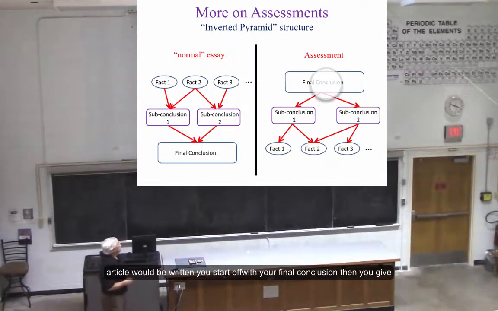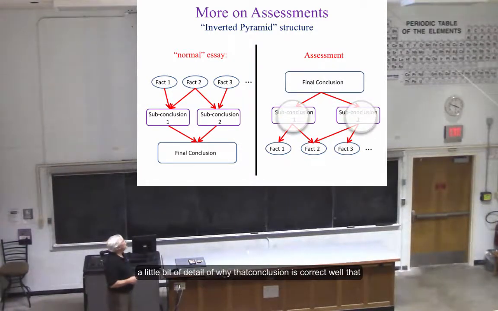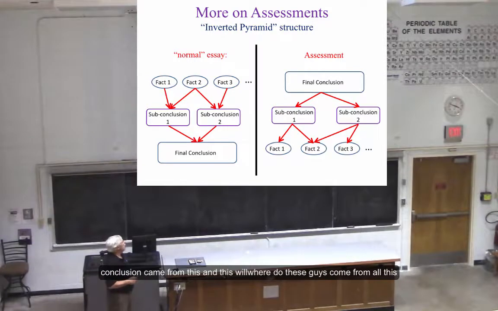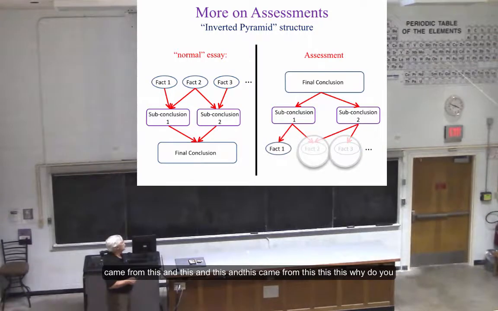You start off with your final conclusion. Then you give a little bit of detail of why that conclusion is correct. Well, that conclusion came from this and this. Well, where did these come from? Well, this came from this and this and this, and this came from this and this and this.